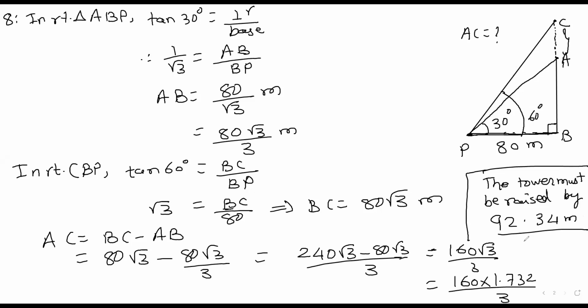Okay, have you got the concept? You don't have to find the total height of the tower. You have to find what needs to be increased. 92.367, so rounding off will give you 92.37 meters as the answer. All right, let's do the next one.